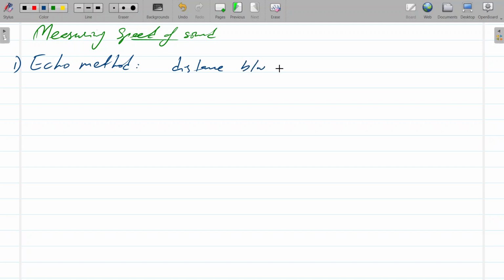So the distance between you, the source, and the reflecting surface is 100 meters. Now, why are you the source? Because you're going to clap, right? And when you start clapping, you're going to adjust the rate of your clapping.